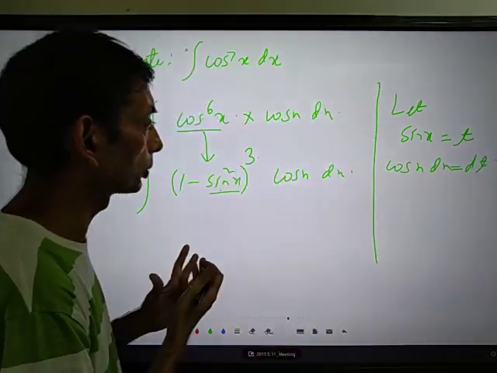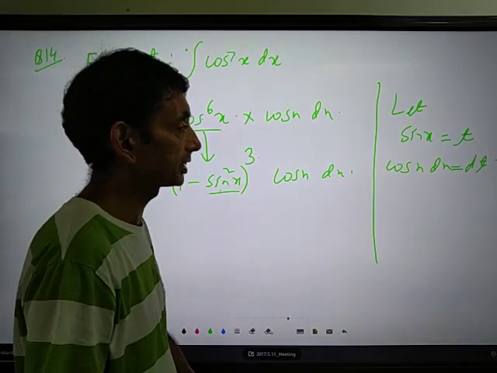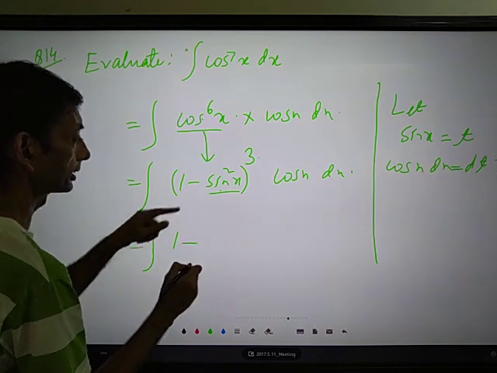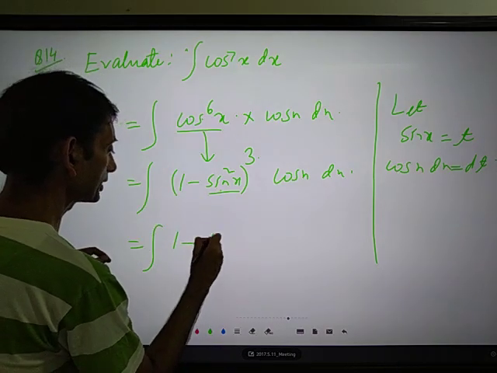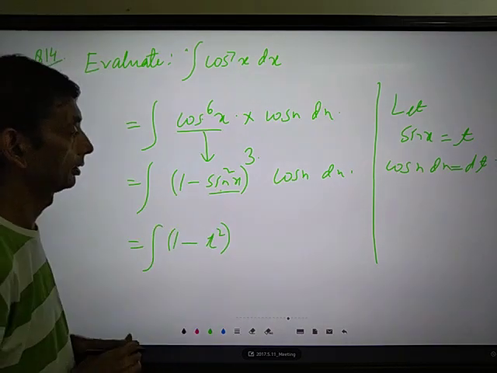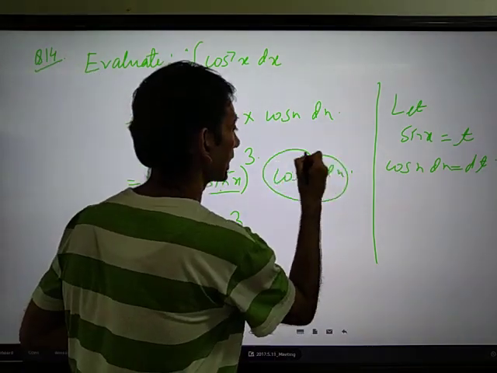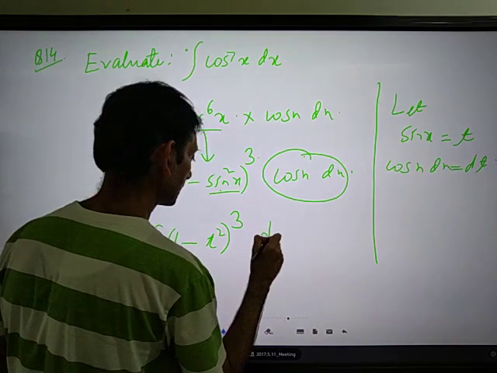So it's almost like if you come to these steps, it's almost done. See the remaining steps: 1 minus sin x is t squared. Fine. Sin x equal to t is t squared. And cos x dx gives us dt.